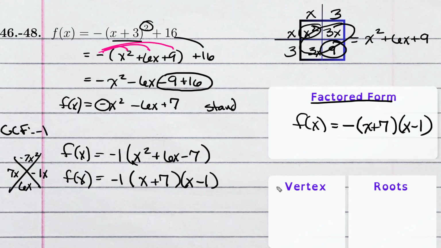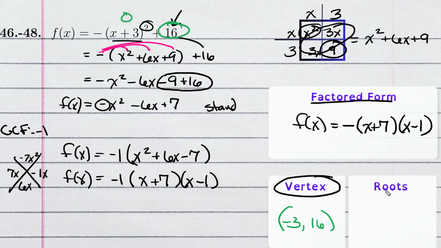Now to find the other two pieces we have. The vertex comes from the vertex form. So when I do that, I look for the opposite inside and the same number outside. So that's negative 3, comma, 16.